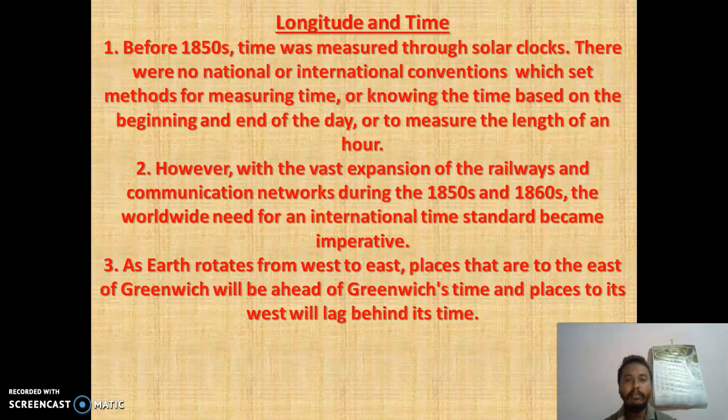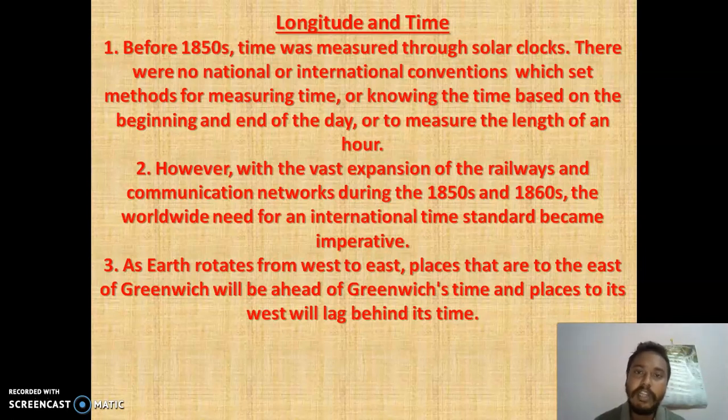Next is how longitude is connected to time. We will see that now. Before 1850, time was measured through the solar clock. Solar clock means looking at the sun, how the shadows fall and what directions they show. According to that, it's noon, it's morning, it's evening. Like that, we used to determine the time.